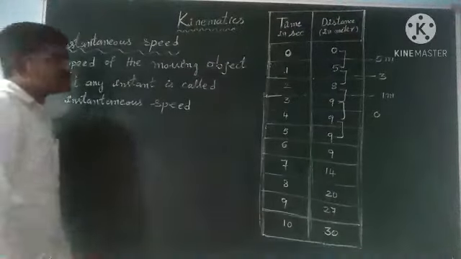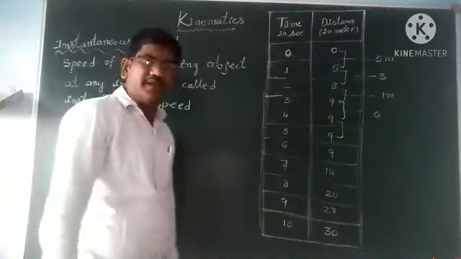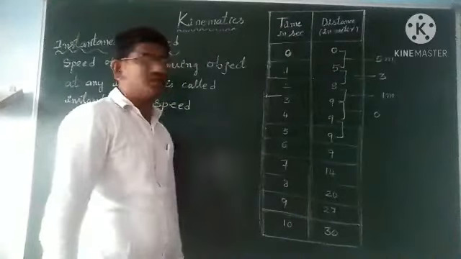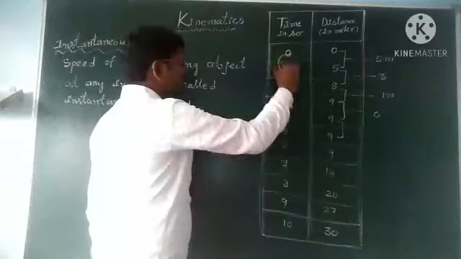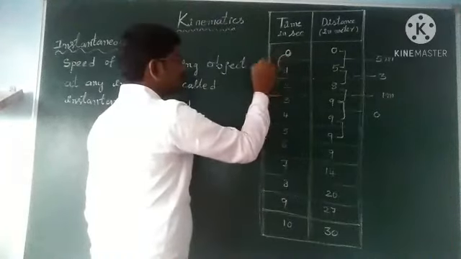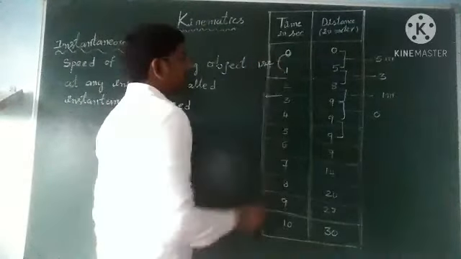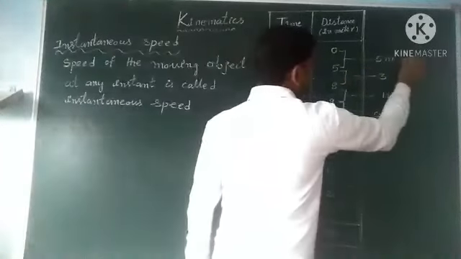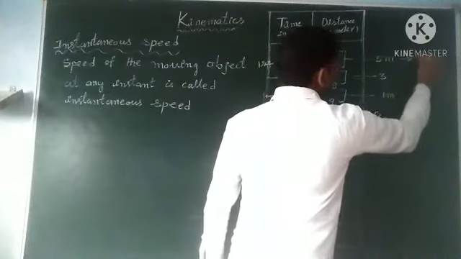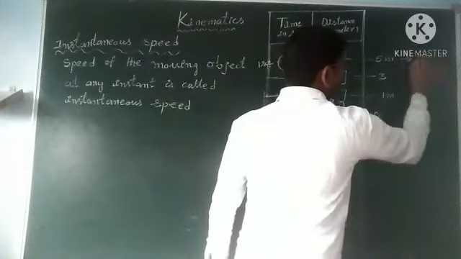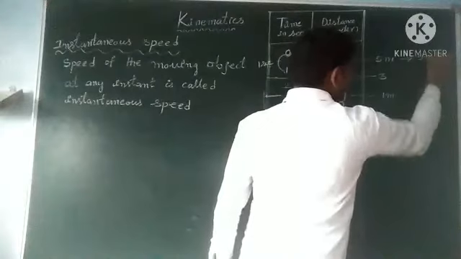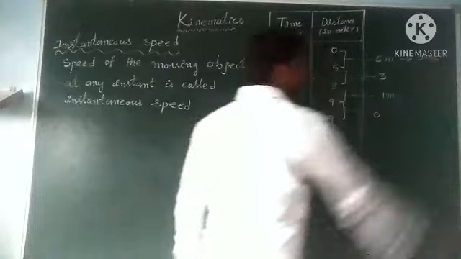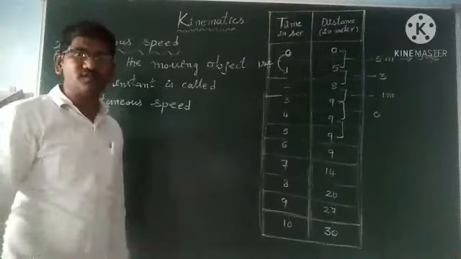So see my dear students, what is the speed in the first 1 second? In this table, if I ask you, the first 1 second means from here to here the time interval is 1 second, and it covered 5 meters. So the speed in the first 1 second is 5 meters in 1 second, so 5 meters per second. You can write the speed in the first 1 second as 5 meters per second.